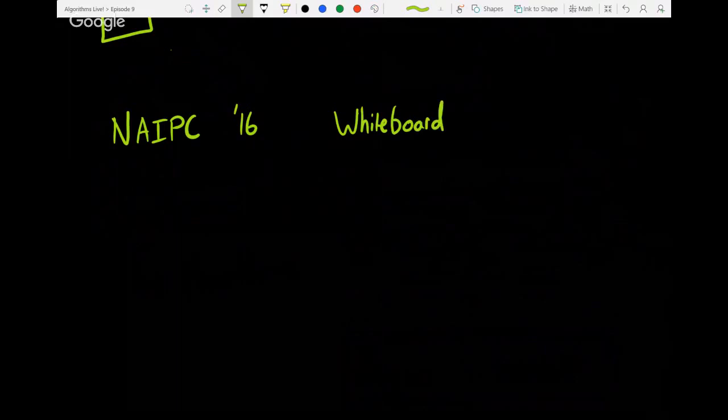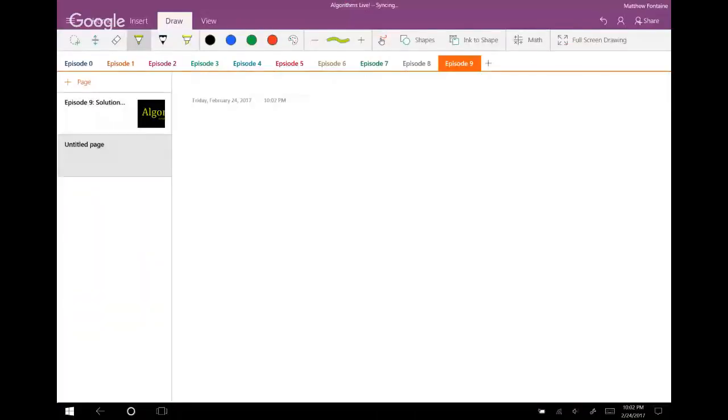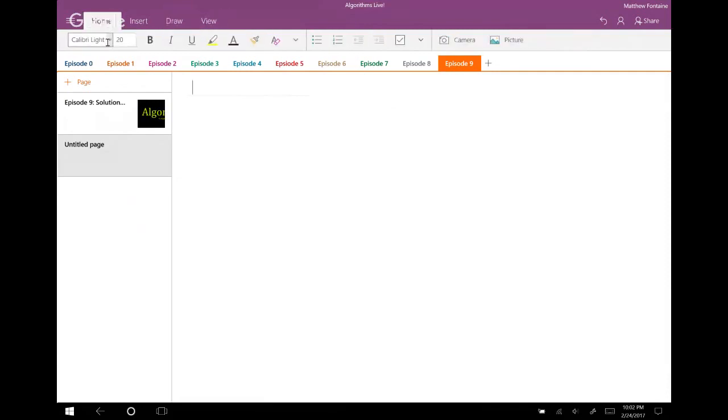Okay. So let's talk about this last problem I wanted to talk about. Last year for NAIPC, so NAIPC 16, I wrote this problem called Whiteboard that I posted in the blog about. And I felt like this would be a good one to talk about. So that's what I'm going to do. For this, what I'll do is also switch over to grid mode, because it's a little bit easier to explain on a grid how this whiteboard problem works.